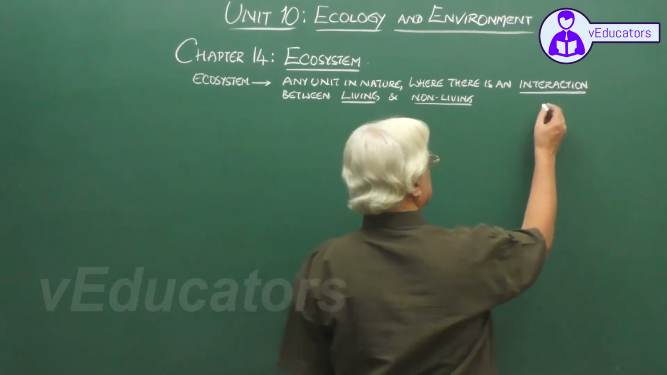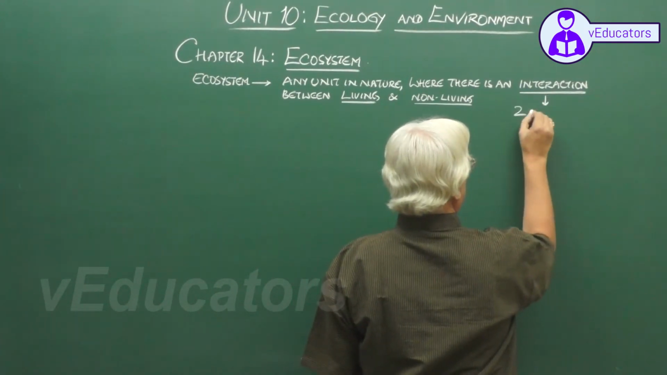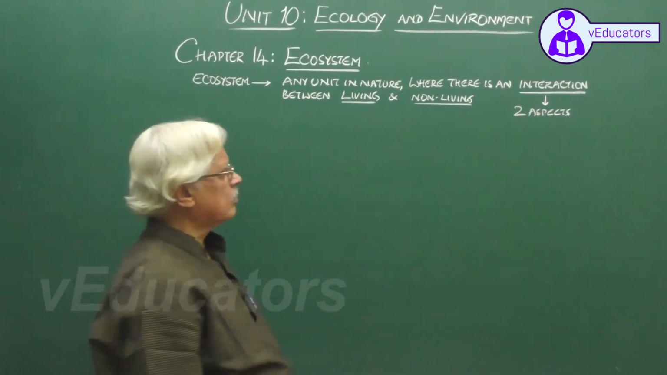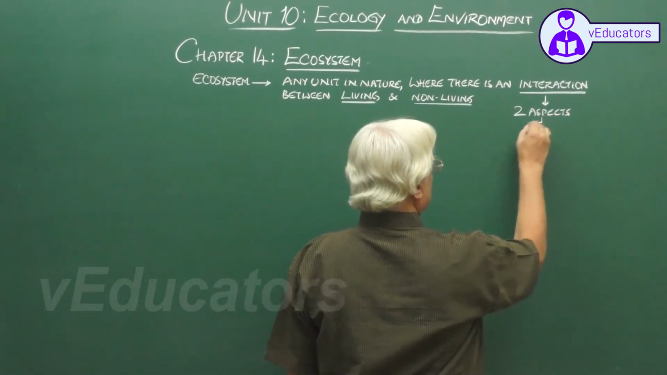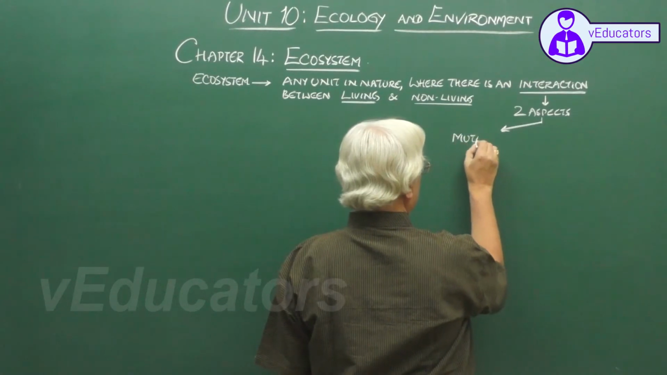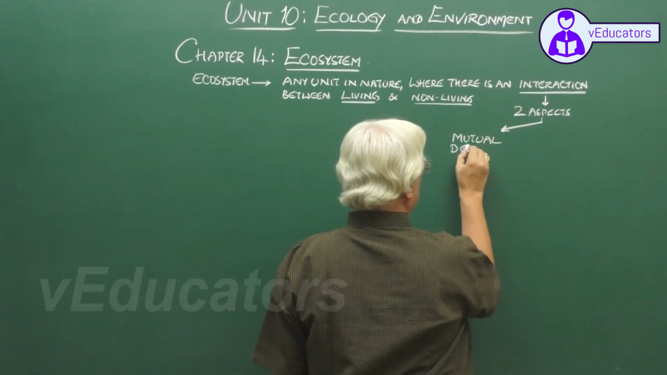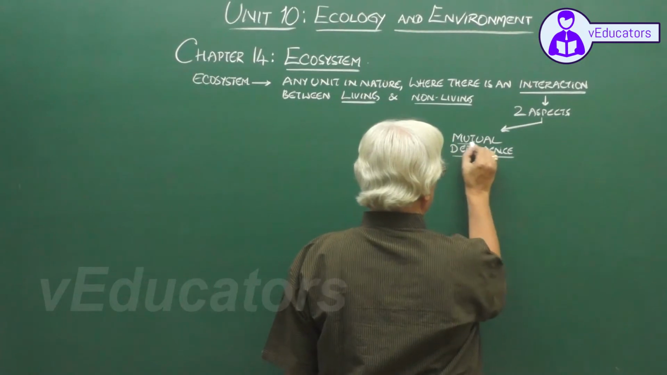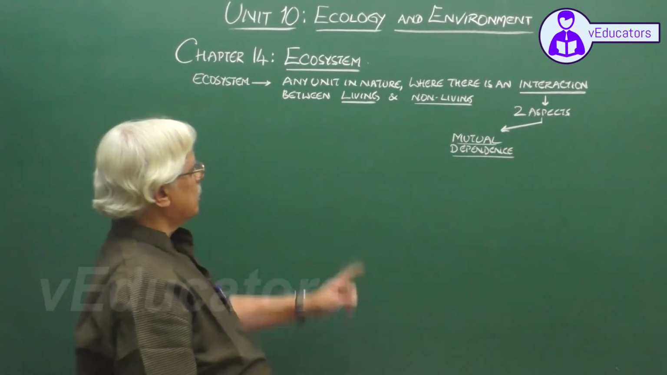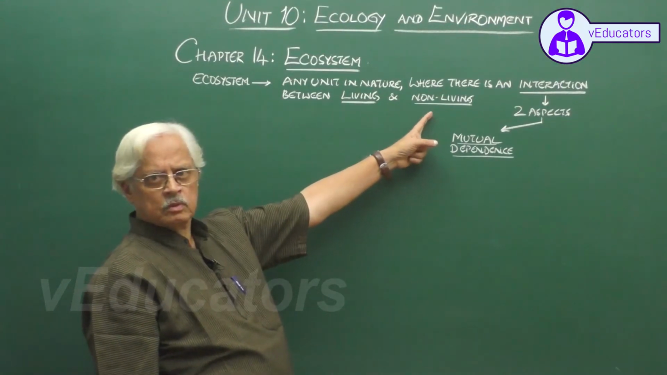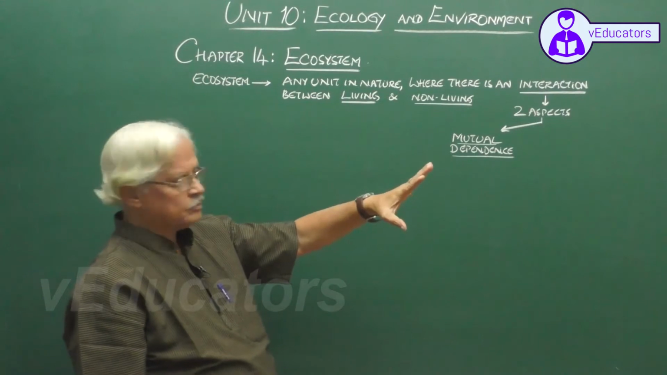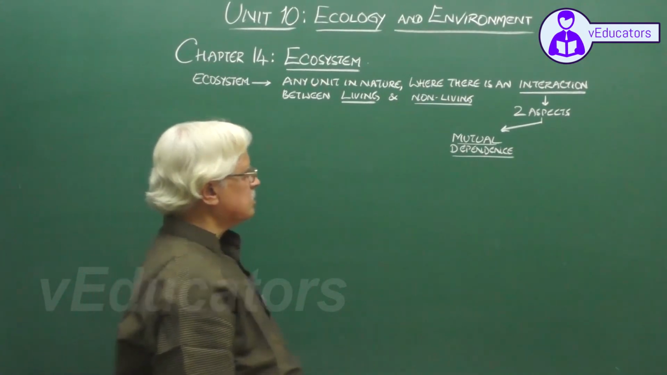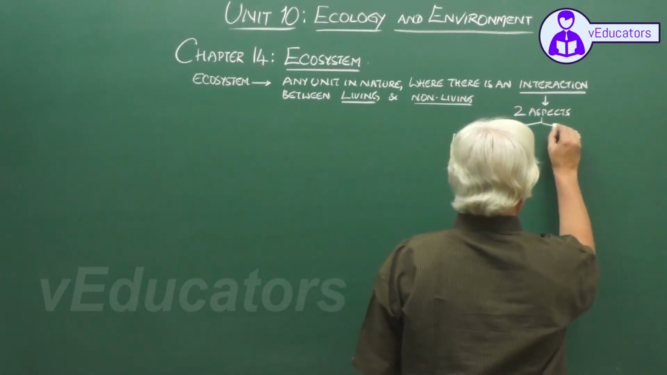When we say interaction, this interaction has two aspects. One is mutual dependence, one depending on the other. Living organisms depending on various components of the non-living environment, non-living environment depending on the activities of the living organisms. Mutual dependence.